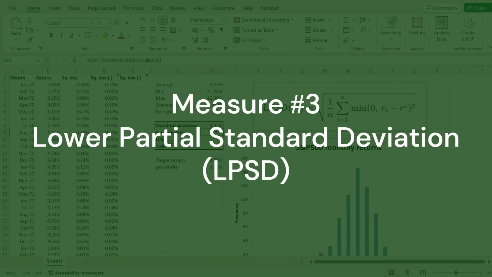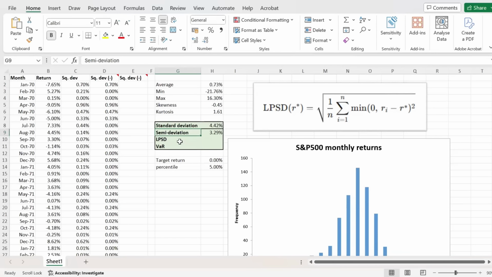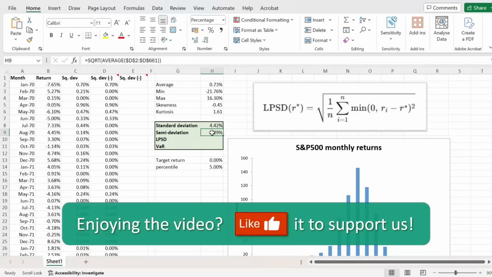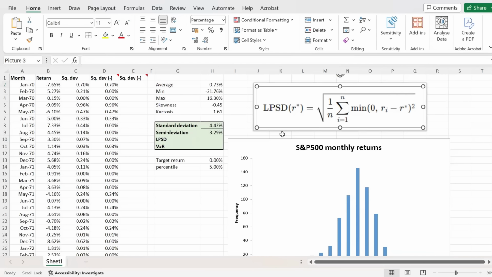All right, so our next measure is lower partial standard deviation, which is very similar to semi-deviation. So the only difference is that when we say semi-deviation, we are primarily focusing on this average return as our benchmark. So I'll put here the formula for lower partial standard deviation. So basically, in the case of semi-deviation, this R star is the average return, right? But with LPSD, typically you can set it to something else. So in this case, we will set it to 0. So we will basically focus on only deviations below 0, okay, as our measure of downside risk.